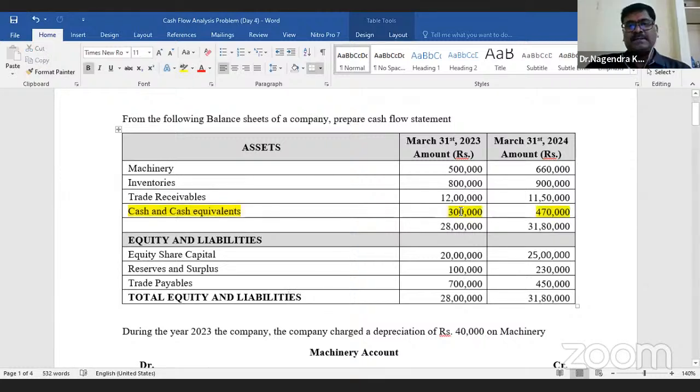this cash equivalents, here it is 3 lakhs, here it is 4,70,000. So how do these changes happen? How has the cash component increased to 4,70,000? That we will study using the cash flow analysis.